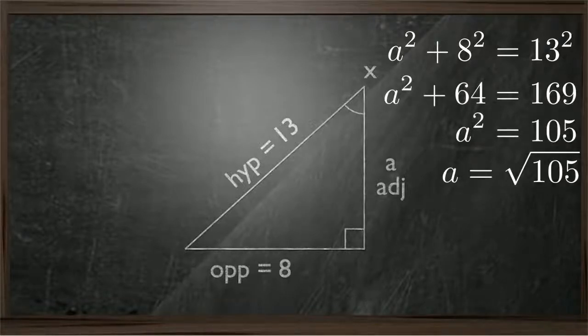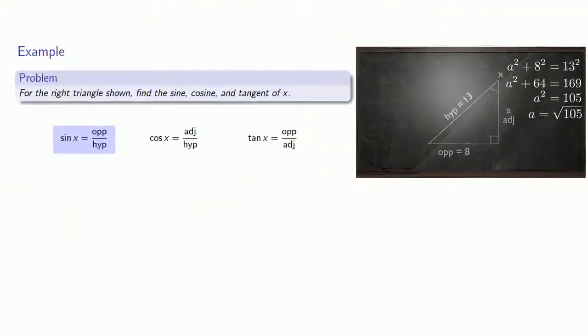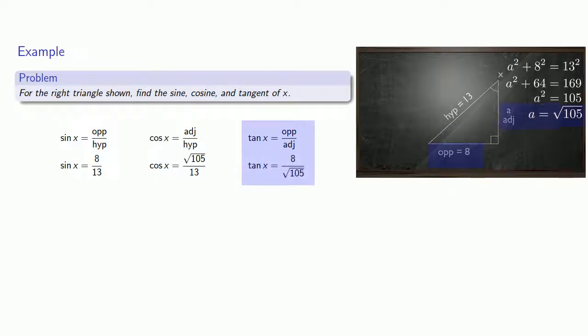And now we have the length of the opposite, the adjacent, and the hypotenuse, so we can find all three trigonometric values. So sine is the opposite over the hypotenuse. That's 8 over 13. Cosine is the adjacent over the hypotenuse. That's square root 105 over 13. And finally, tangent is opposite over adjacent. That's 8 over square root 105.